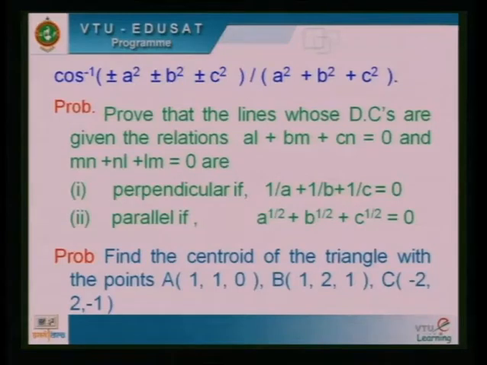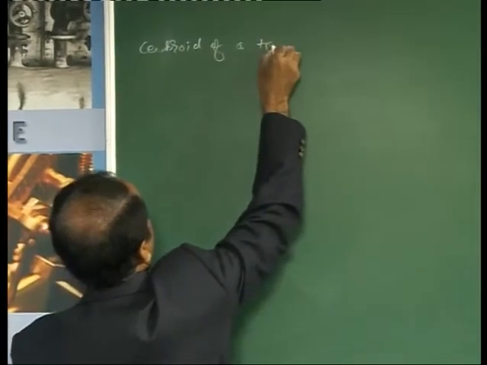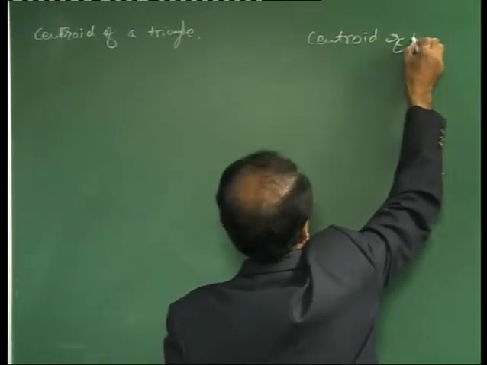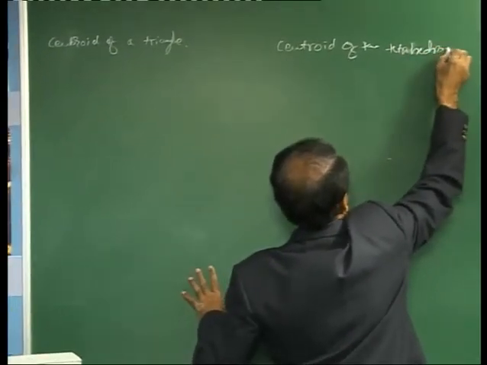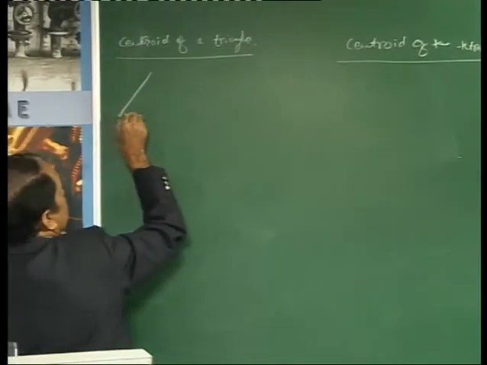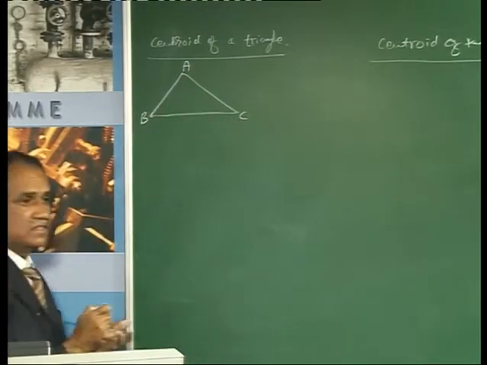Then, centroid of the triangle, first of all let me draw the diagram. Then the coordinates, means values of x, y, z in the form of numbers, will be given. Then we have to give the actual calculation of the centroid. Centroid of a triangle, and parallelly let me explain the centroid of the tetrahedron. So, triangle, if I take like this, then this is A, this is B and this is C.